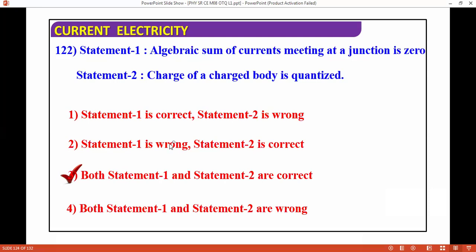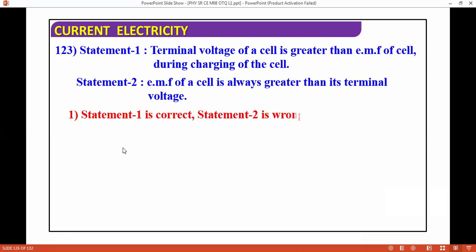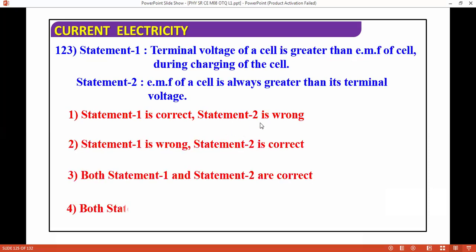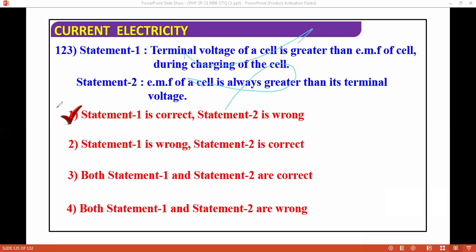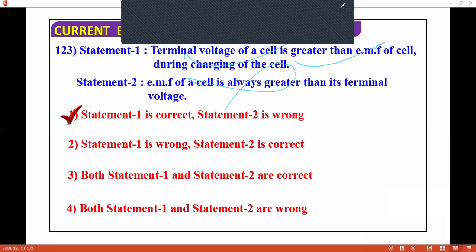Next question: the terminal voltage of a cell is greater than the EMF of a cell during charging. The EMF of a cell is always greater than its terminal voltage. The second is basically a blunder. The question is talking about charging, so the first is correct. During charging, this is correct. So we are going to the next question.